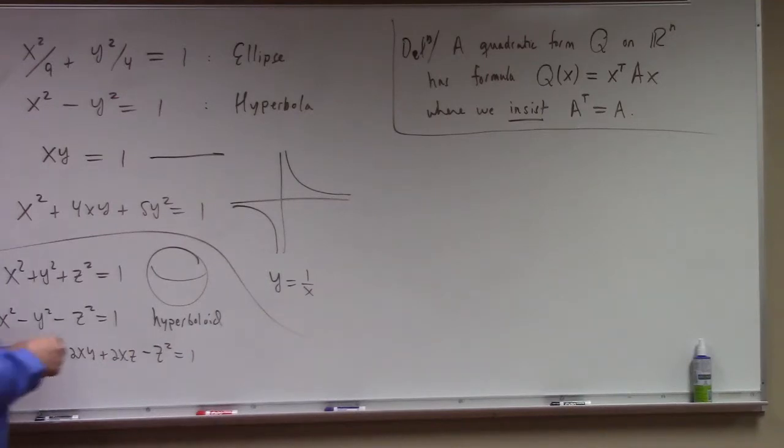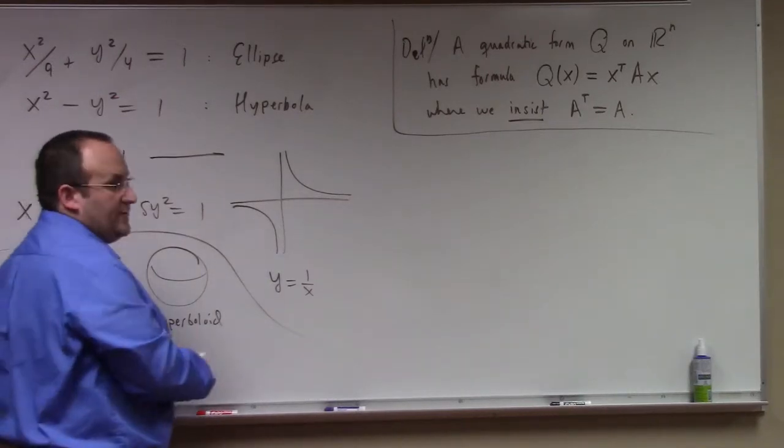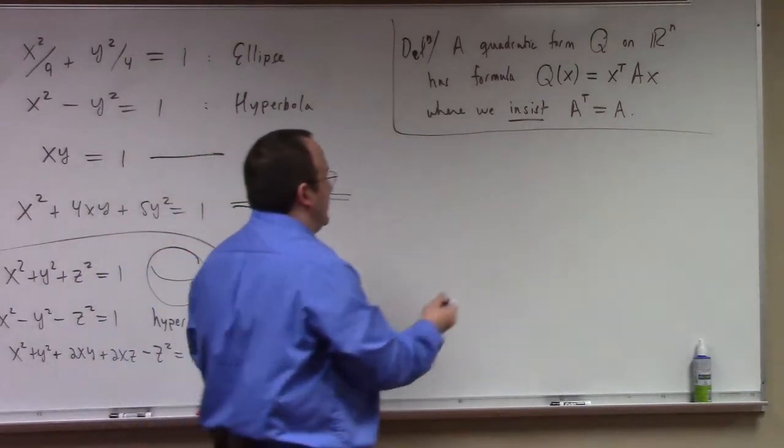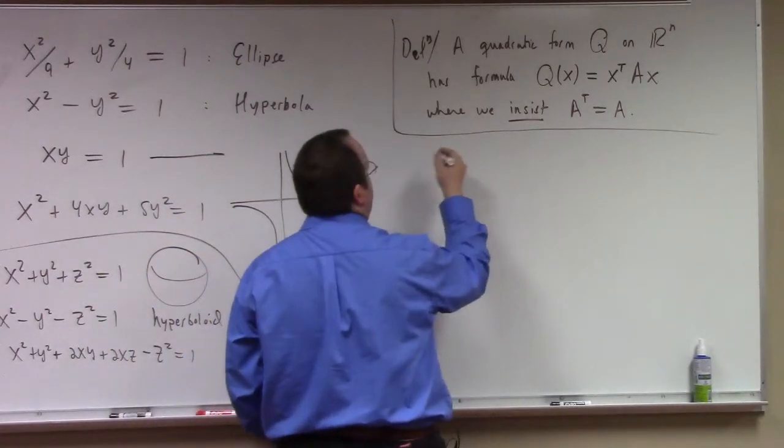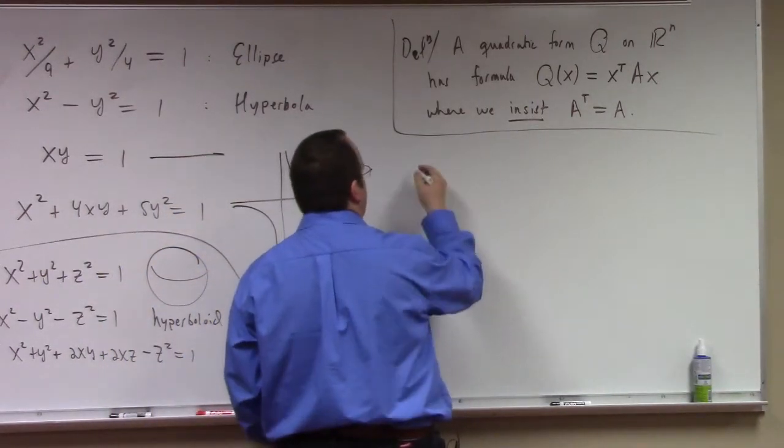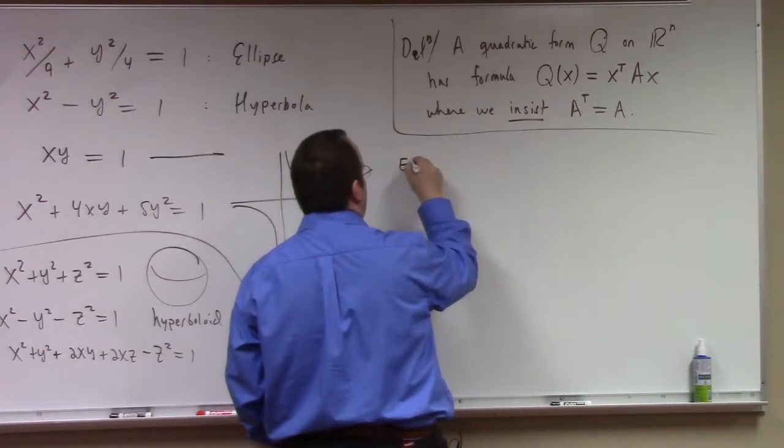So let me just show you, how do you find the matrix of a quadratic form? This is different than finding the matrix of a linear transformation, right? This is a new kind of matrix in terms of its association. So here's an example.